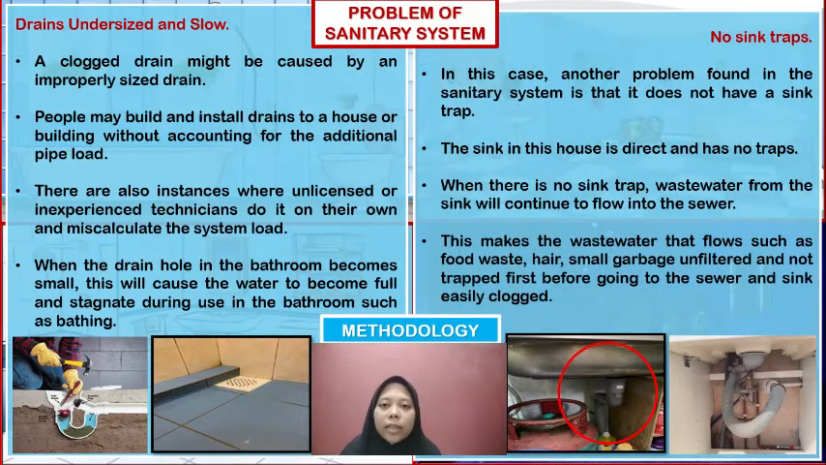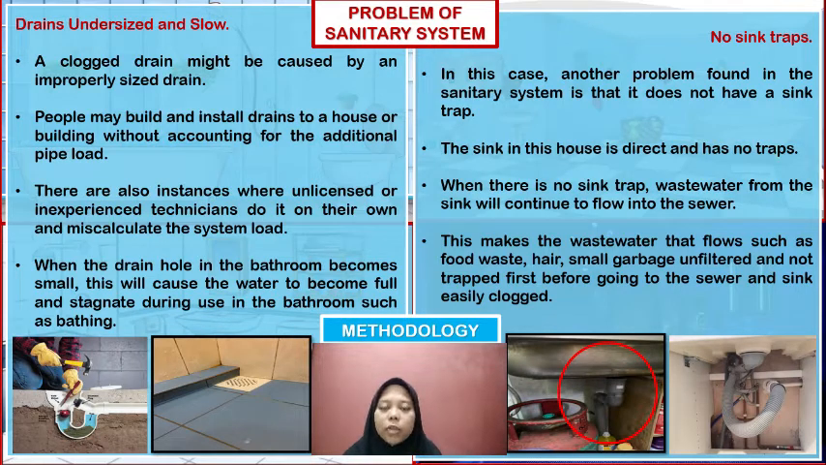Next is a problem of the sanitary system. First, drains undersized and slow. A clogged drain might be caused by an improperly sized drain. People may build and install drains in a house without accounting for the additional pipe load. When the drain hole in the bedroom becomes small, this will cause the water to become full and stagnate during use in the bedroom, such as bathing. This makes the pressure low and the water from the bedroom slow to come out due to the small drain.